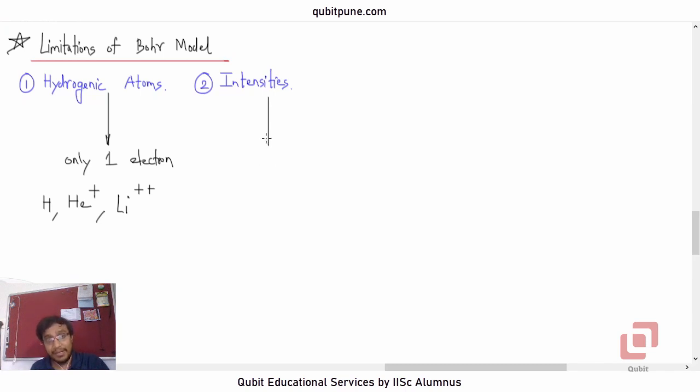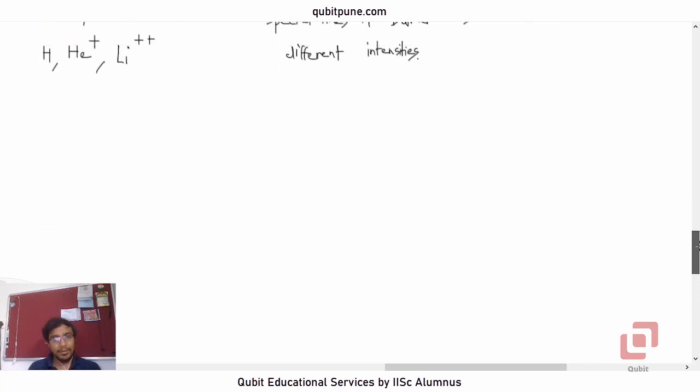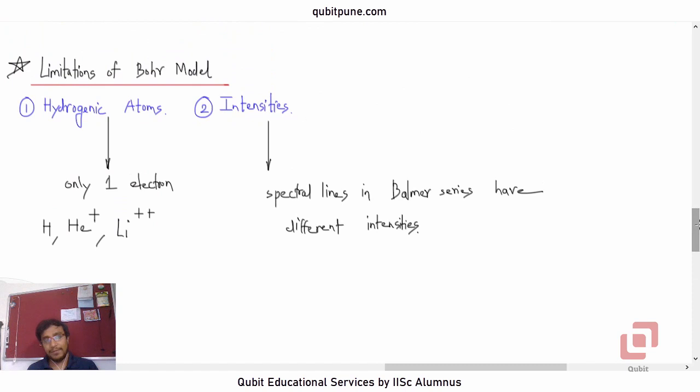The second limitation is that the spectral lines in any series, let's say in the Balmer series in the visible region, have different intensities. So all lines are not equally bright. The Bohr model also didn't have any explanation for the existence of lines of different intensities. Correct? So that completes our revision of atoms. If you have any doubts or want any further clarifications, you can ask me now.